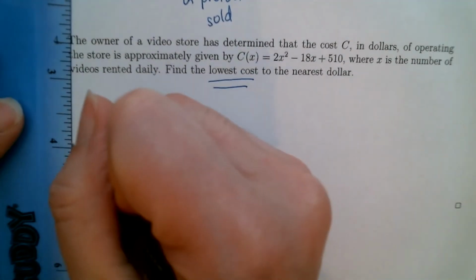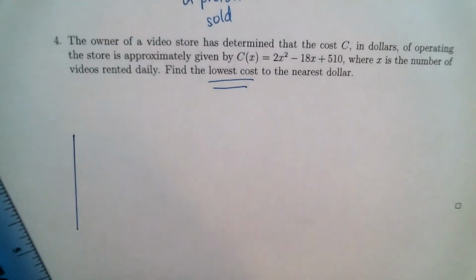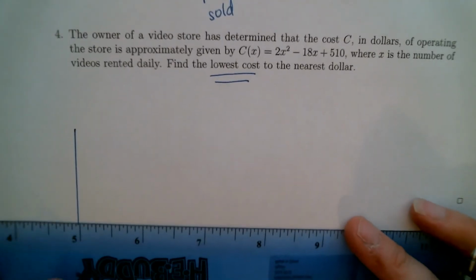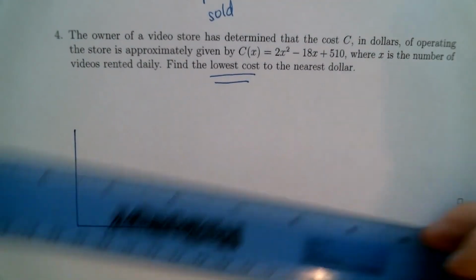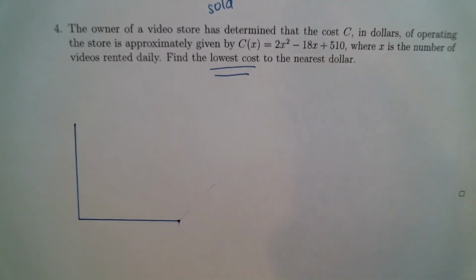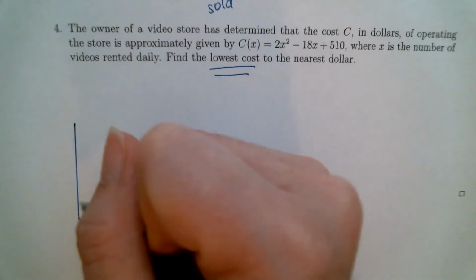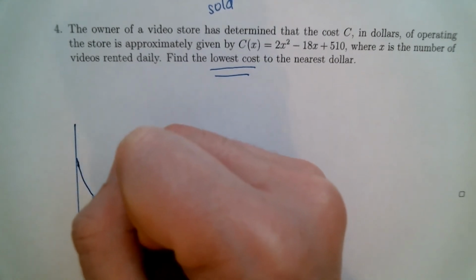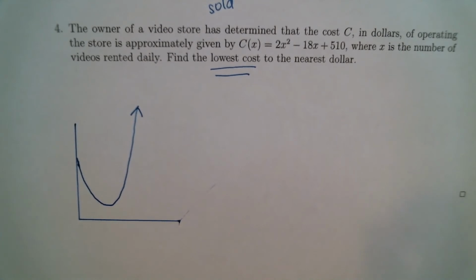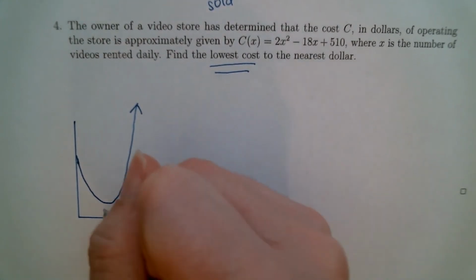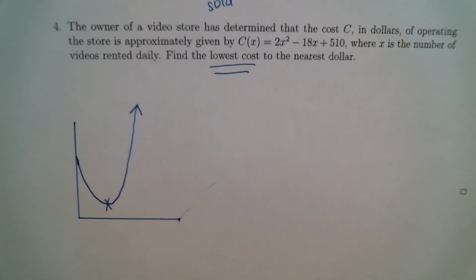Okay, so on my little sketch, I'm going to draw a parabola that opens upward. Okay, and again, accuracy does not matter here. I just need to draw something that opens upward. Okay, so here we go. Something that opens upward is definitely going to have a minimum value.